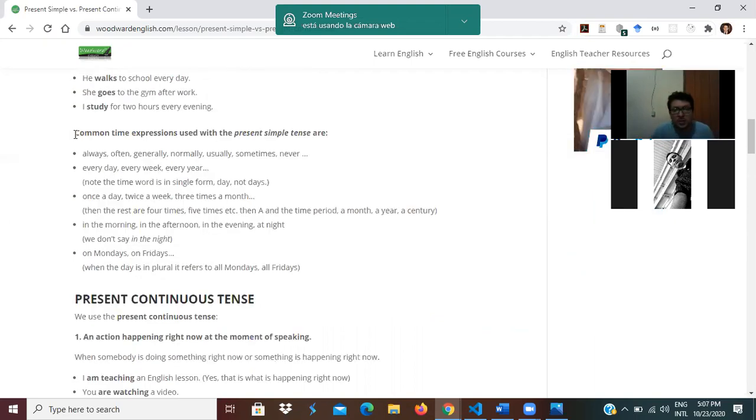Common expressions used with the present simple tense are the following. Always, these are frequency adverbs, something that we already know: always, often, generally, normally, usually, sometimes, never. Every day, every week, every year, once a day, twice a week, three times a month, in the morning, in the afternoon, in the evening, at night. On Mondays, on Fridays. When the day is plural, it refers to all Mondays, right? That's something I want to make clear.